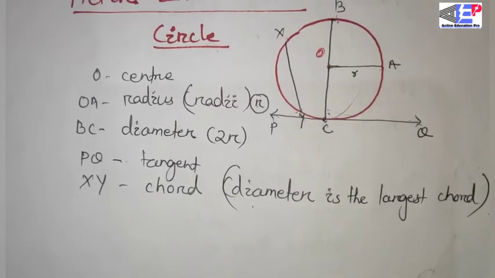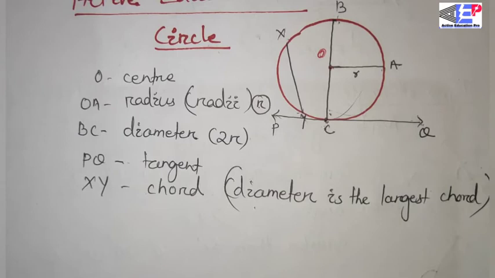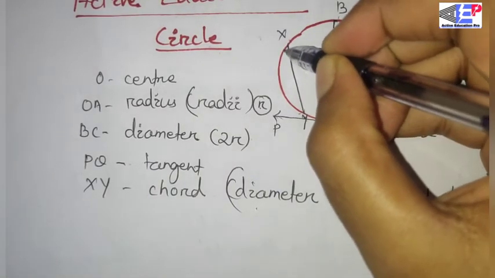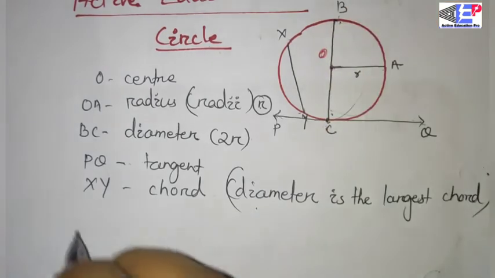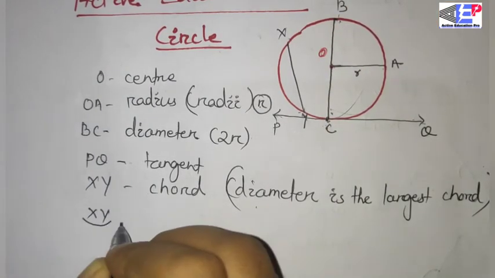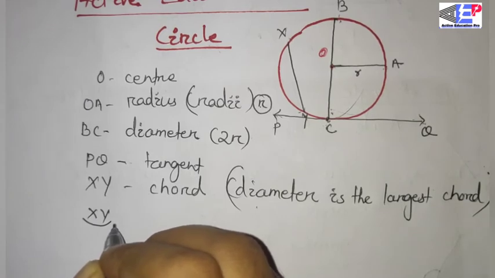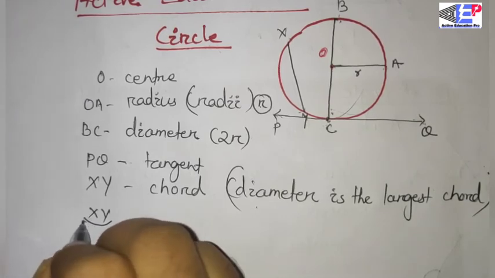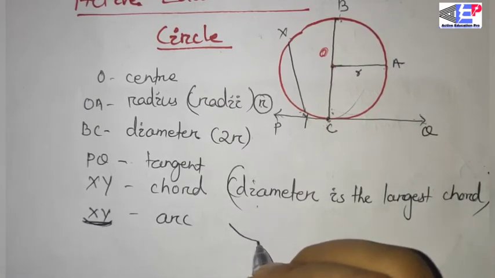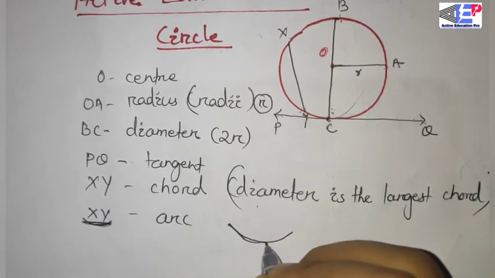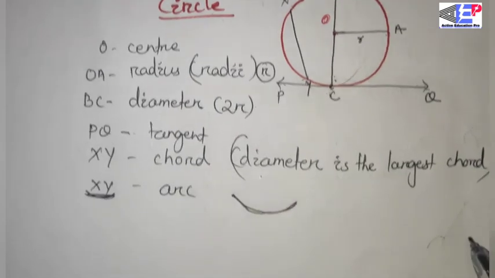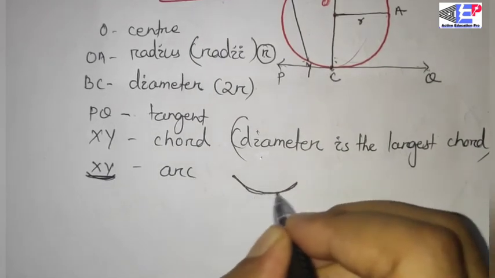And the next thing, arc. This XY is the arc, it is just like this, a part of its circumference. A part of its circumference is an arc.